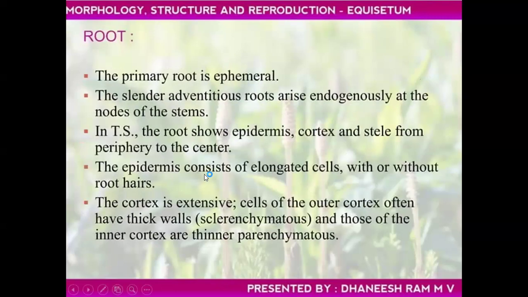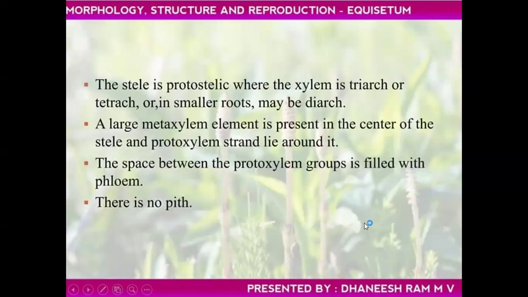Next comes the root. The root is a primary root, of ephemeral type, and it develops from the primary root. It develops the slender adventitious roots, which arise endogenously at the nodes of the stem. So when you take the TS of the root, we see epidermis, cortex, as well as the stele. The epidermis consists of elongated cells with or without root hairs, and the cortex is extensive, with the outer cortex having thick-walled sclerenchymatous cells and the inner cortex made up of thinner parenchymatous cells.